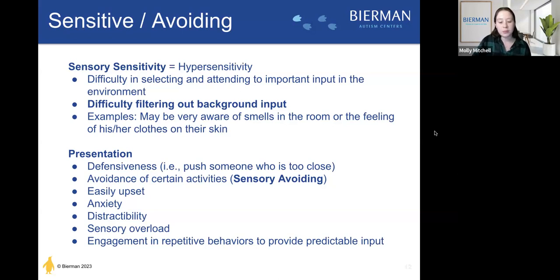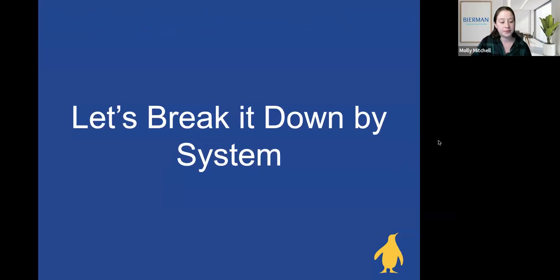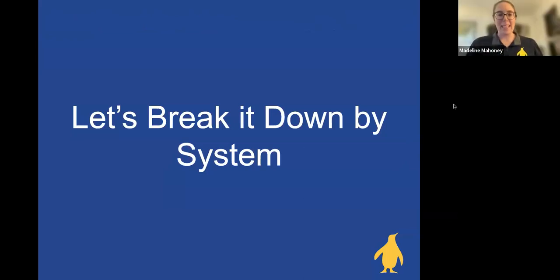So it's definitely possible to be avoiding with touch input. Other things that we'll get into a little more when we actually talk about touch are the different ways that kids will be sensory avoiding. We'll talk more about that in future slides. So we're going to break it down now into each system. We're going to talk about the 8 senses, break everything down, and give you a nice chart for each of the senses that you can refer back to when the presentation goes out to you.